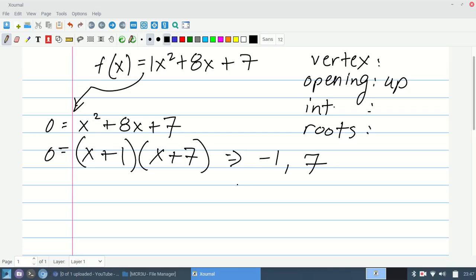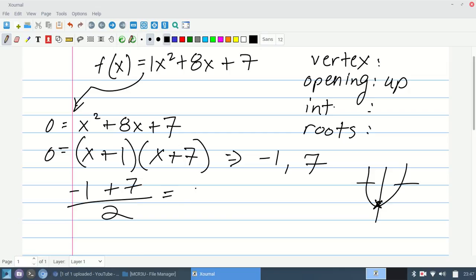Our vertex will be exactly at the midpoint, because that's a parabola, right? It's perfectly symmetrical about the roots, so it's going to be exactly in the center. All I have to do is find the midpoint. This is the equation of the midpoint: add one root to the other, divide by 2, that's the average.